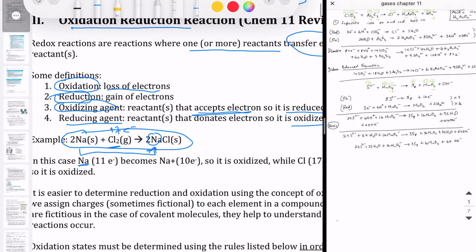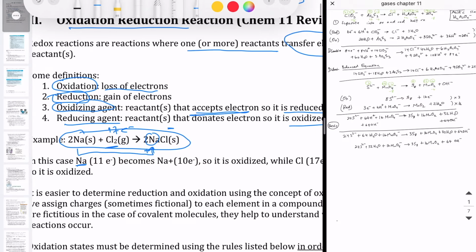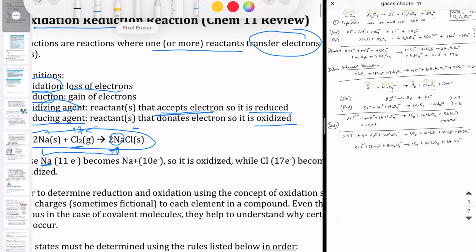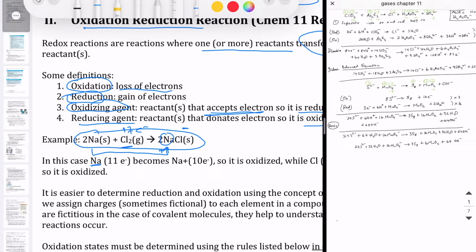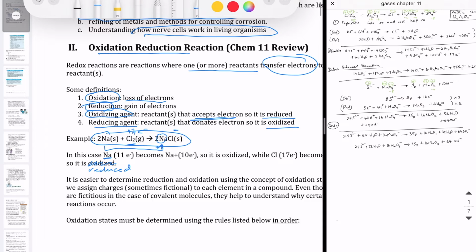The chlorine, on the other hand, has turned into a chloride ion, which has 18 electrons. So going from 17 to 18 means it has gained one electron. So the chlorine element has now been reduced. Okay, there's a little typo there, I should say reduced. And so that's a simple example of an oxidation reduction reaction, showing how electrons are being transferred from one reactant to another.